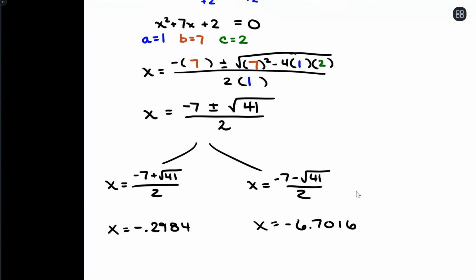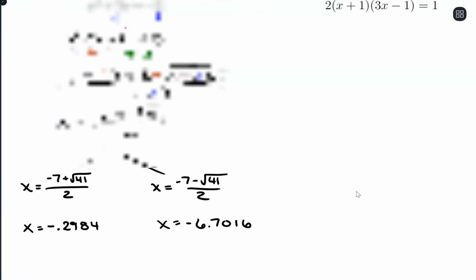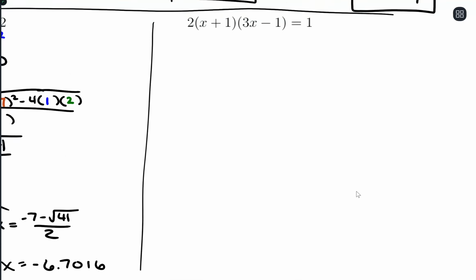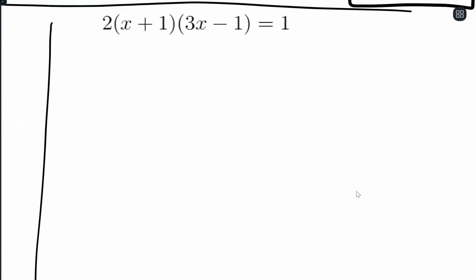And those would be our x-intercepts to this graph, x squared plus 7x plus 2. All right, our last one here. So we have 2 times x plus 1 times 3x minus 1, and that's equal to 1.